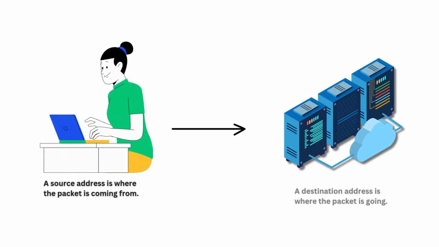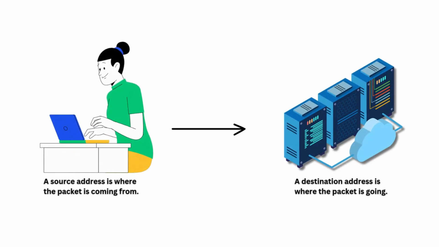Think of the IP as the postal service of the internet. It adds a source address where the packet is coming from and a destination address where it's going. Without these addresses, your data will be lost in cyberspace. Imagine sending a package. You need to know the recipient's address and include your return address. So IP works the same way for data packets.